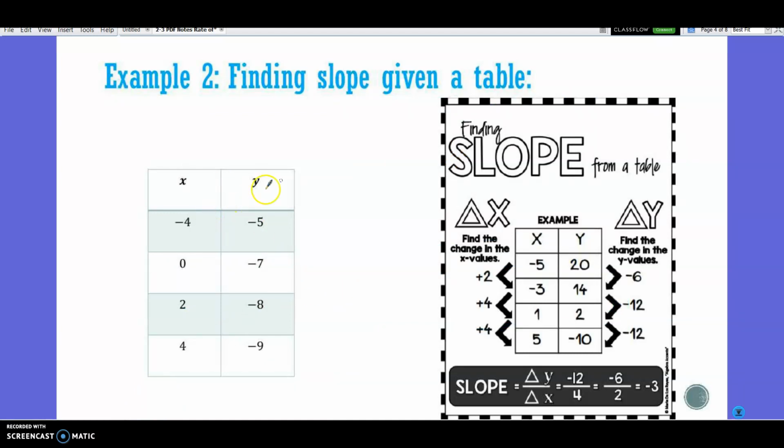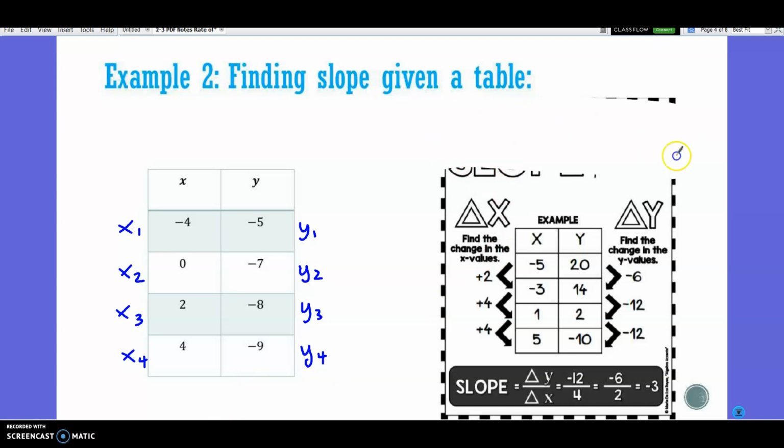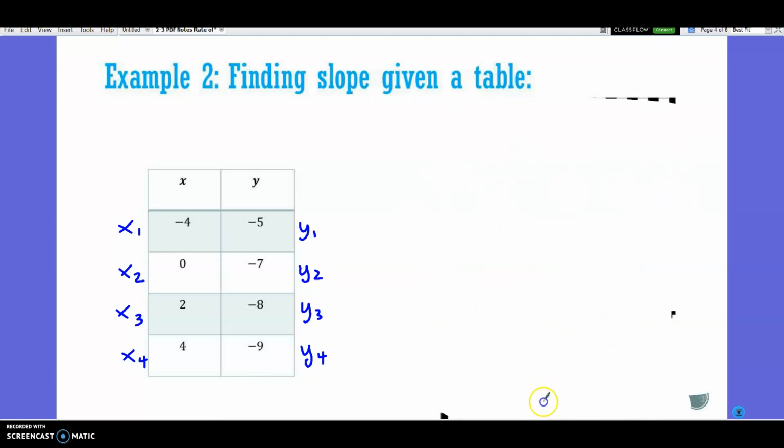Example 2, to find slope given a table. So we're talking about linear relations here. All linear functions, so we're going to find the change in y over the change in x. It doesn't matter which set of points you pick, so if this is x1, then this is y1, x2, y2, x3, y3, x4, and then y4. You just need to pick any two. It does not matter which ones you choose, but the order is important for when you're subtracting.